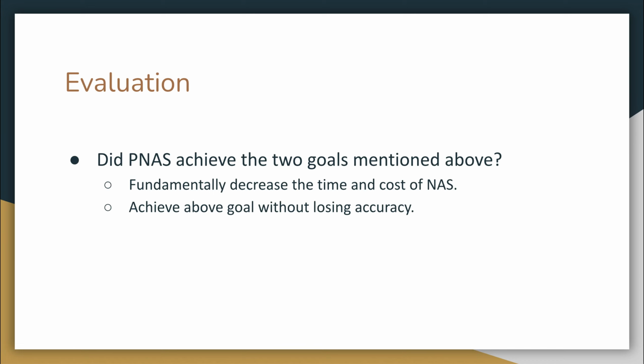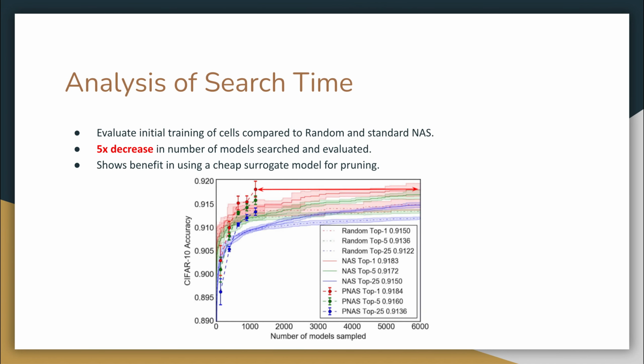Finally, we look at evaluation results that show whether PNAS achieves the two goals. Did PNAS decrease the time and cost of NAS, and do so without sacrificing performance? First, we consider search time. Search time considers the number of model samples during the initial search of blocks. As we can see, PNAS's search finds effective models on the CIFAR-10 dataset up to 5 times faster than standard NAS algorithm and random search.